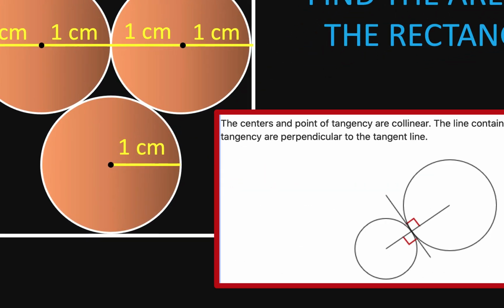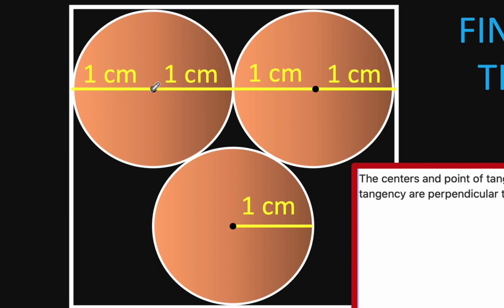Let's recall that when you have two tangent circles, when you connect their two centers, you'll form this straight line that will pass through the point of tangency. In other words, the two centers and the point of tangency of the two circles are collinear, which means that if you now connect this line segment here, it will form a straight line segment composed of the two diameters.